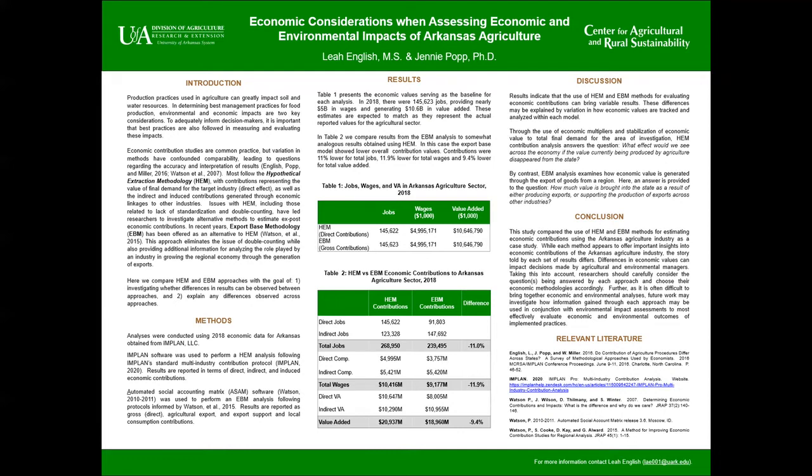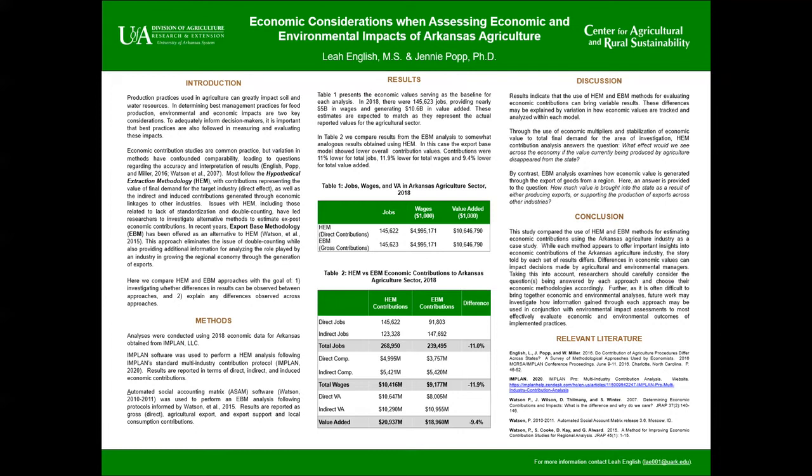Well, it looks like the differences can be explained by variation in how economic values are tracked and analyzed within each model. So if you look deeper into the models, we concluded that the way the methods are set up ends up leading to different results that essentially answer two different questions. For HEM, we were looking at the question of what effect would we see across the economy if all agricultural value disappeared from the state? And from there, the model then estimates the effect on other industries as dollars move between agriculture and other sectors across the economy. With economic base, the model asks how much value is brought into the state through the production of exports, stimulated by activity within the agriculture industry.